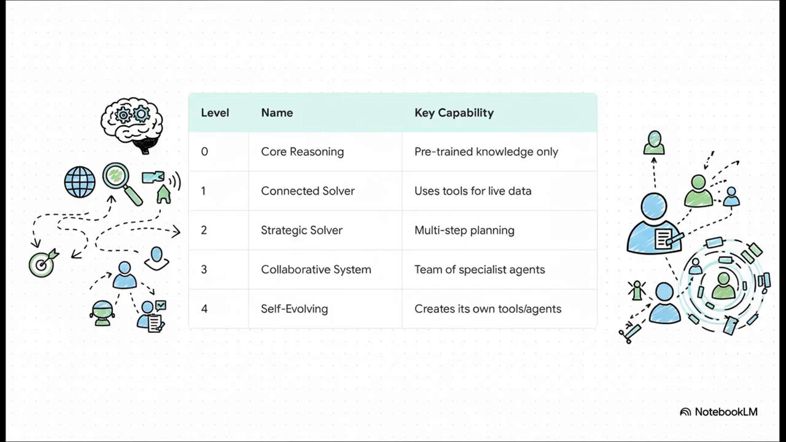It all starts at level 0, which is basically just the core LLM by itself. All reasoning, no connection to the real world. Level 1 gives it some tools, letting it access live data. Level 2 is where it gets strategic and can do multi-step planning. Then at level 3, things get really interesting. You see teams of specialized agents working together. And way out on the frontier, at level 4, you have these self-evolving systems that can literally create their own tools and agents to tackle brand new problems.